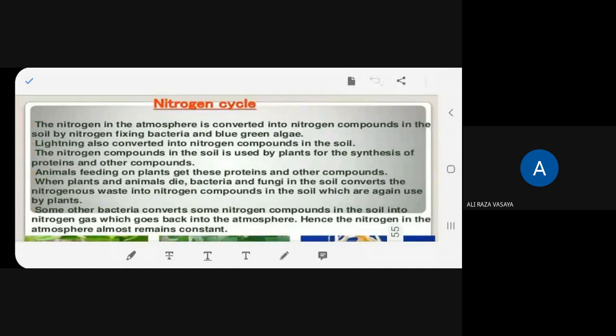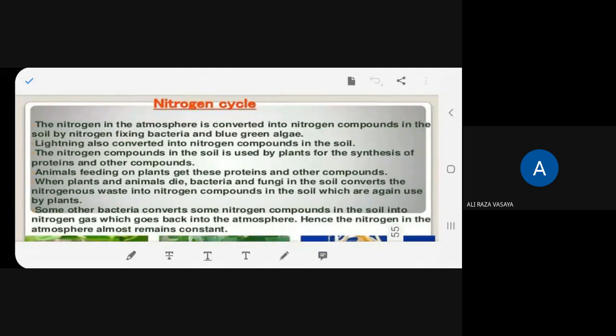Is it clear? So after the death of the animals and plants, there are certain bacteria and fungi in the atmosphere or in the soil. They are converting the nitrogenous waste. One nitrogenous waste is the urine of the animals, which is converted into nitrogen compounds in the soil. They break down the complex substances into simpler substances, which mix with the soil, and then it becomes available for the next plant to grow there. Do you understand?